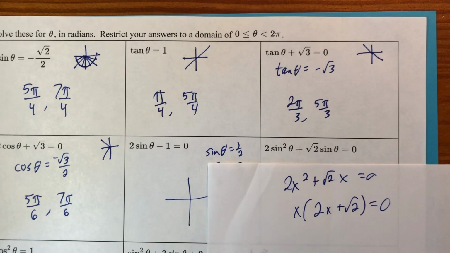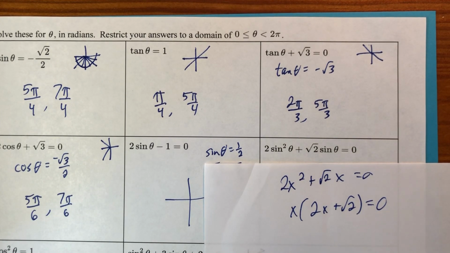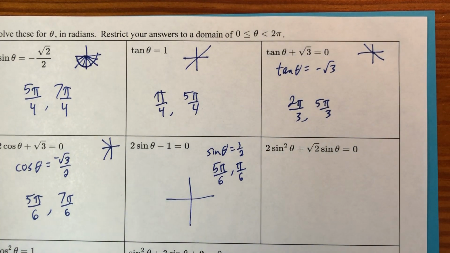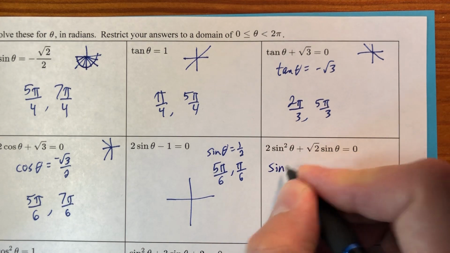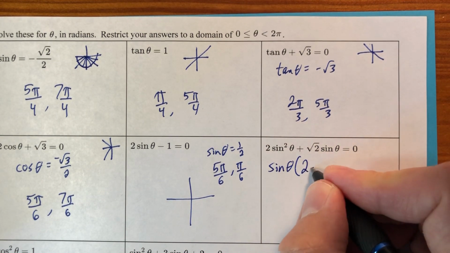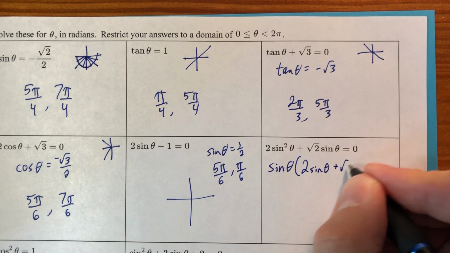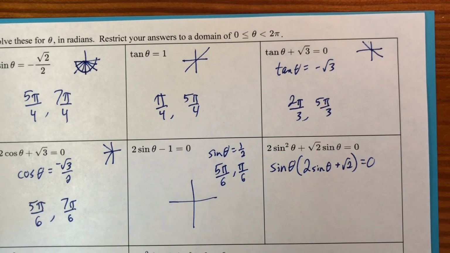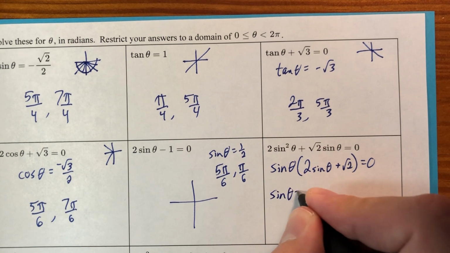And you would have that, right? That's exactly what we have. It's not x, it's sine theta. That's what it really is. So let's factor out a sine theta. I'm going to factor out sine theta. And I have 2 sine theta plus square root of 2, and that's equal to 0. And we're going to set each factor equal to 0. So sine of theta equals 0.